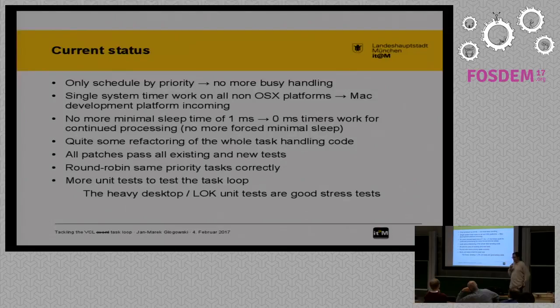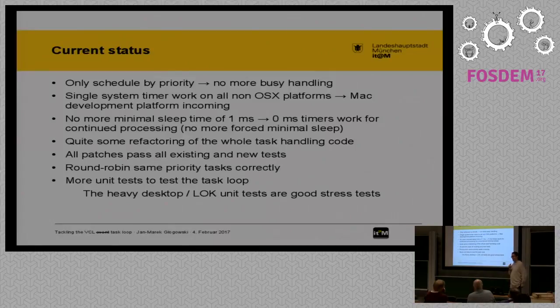The single system timers work except for macOS, because I don't have a macOS platform yet. I will get one sometime at FOSDEM, and then I can hopefully fix the macOS backend too, so that it has a single system timer. Then there was a strange feature that every task has to wait at least 1 millisecond for whatever reason. I don't know, this was very strange too. I dropped that too, and I didn't see anything why that couldn't work in the future. At least all the unit tests which were there are still working.